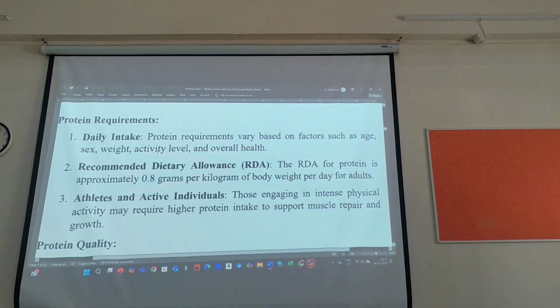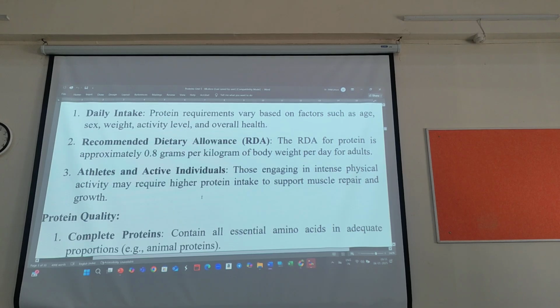So the requirement of protein, generally daily intake. Protein requirements vary based on factors such as age, sex, weight, activity level and overall health. The recommended dietary allowance, that is ideal for protein, is approximately 0.8 grams per kilogram of body weight per day for an adult. And athletes and active individuals, those engaging in intense physical activity, may require higher protein intake to support muscle repair and growth.